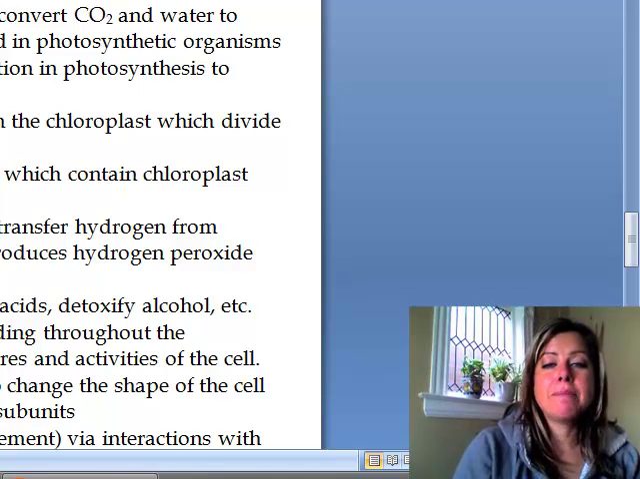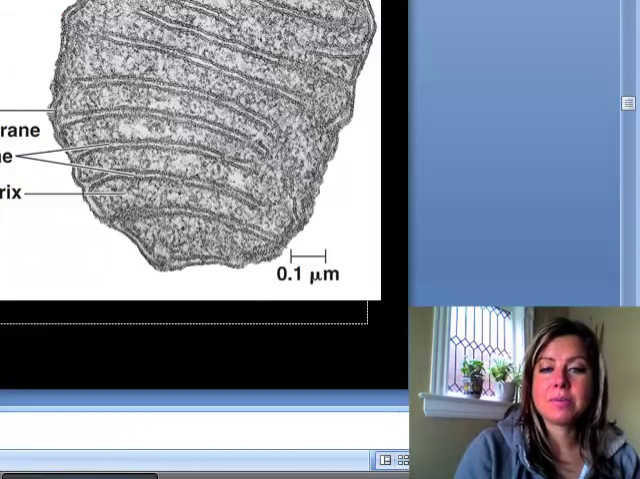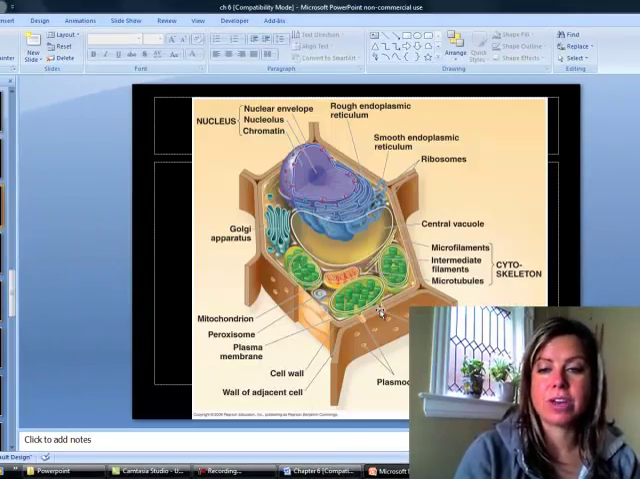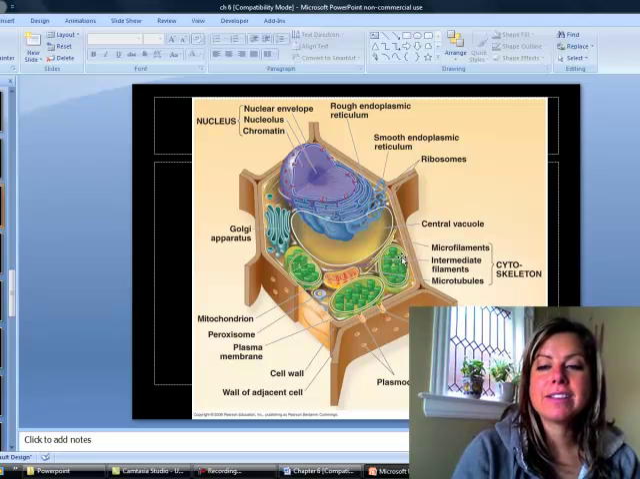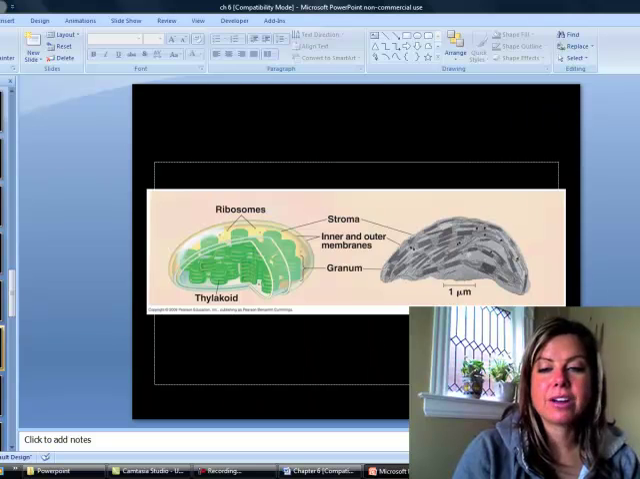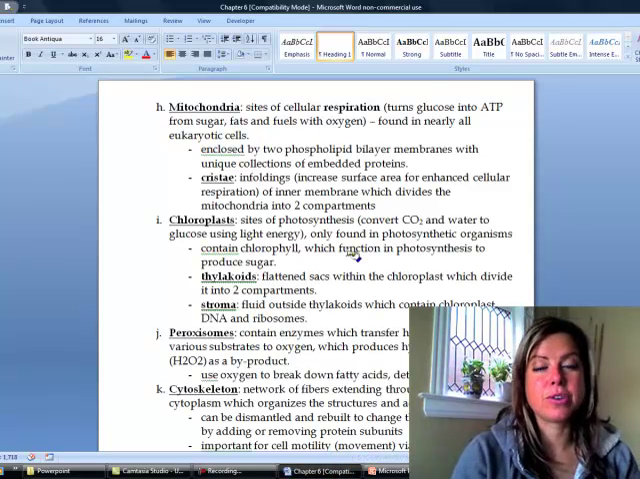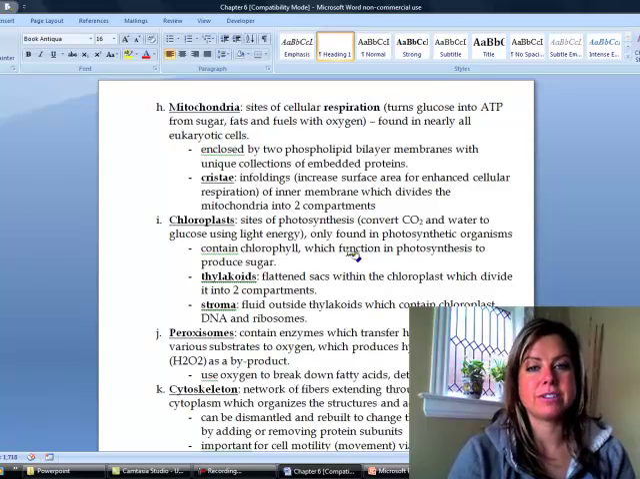Okay. The next type of organelle is going to be one that only plants have, as far as eukaryotic cells go, and that's going to be these guys called chloroplasts. And chloroplasts are going to be the green things that are going to allow them to do photosynthesis. So they are going to contain chlorophyll, which is going to allow the process of photosynthesis to happen. Chlorophyll is just a pigment.